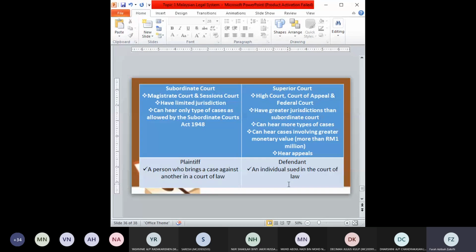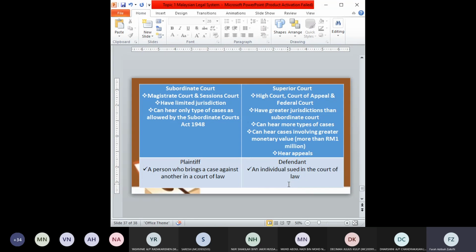And then courts, we have two categories, as I already mentioned before. Subordinate courts consist of magistrate and sessions. They only have certain types of jurisdiction and can only hear certain types of case. Whereas the superior court, we have a high court, court of appeal and federal court. They have more power compared to subordinate court. They can hear cases which involve a lot of money. If the case is more than 1 million, it can be heard by the superior court. And appeal cases can also be heard by the superior court.